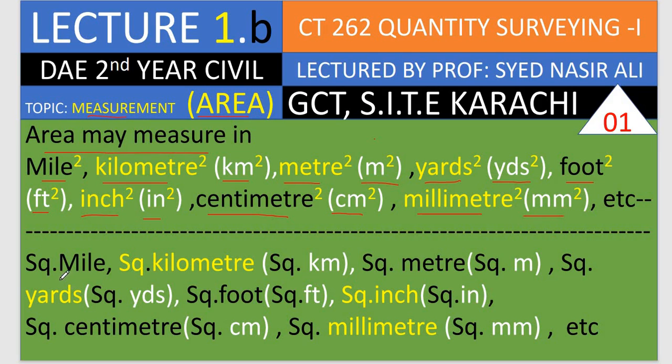Another way to write the units of area is as square mile, square kilometer, square meter, square yards, square foot, square inch, square centimeter, and square millimeter, each with its full form and short form.